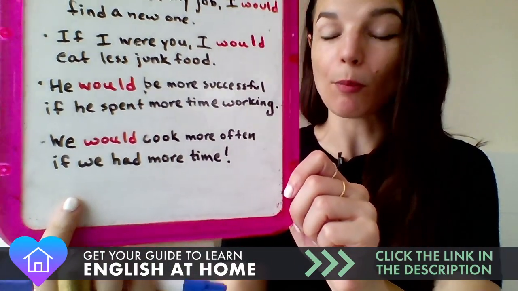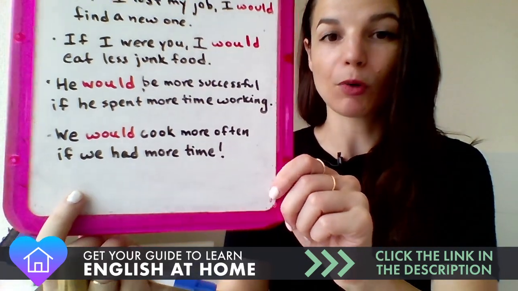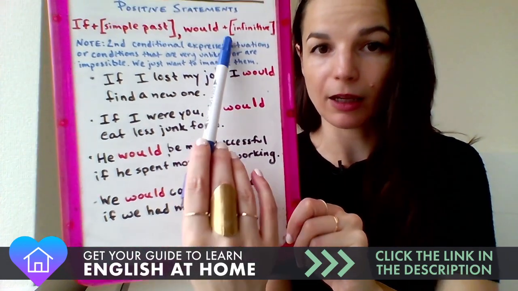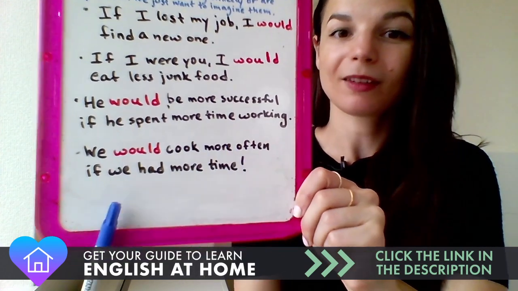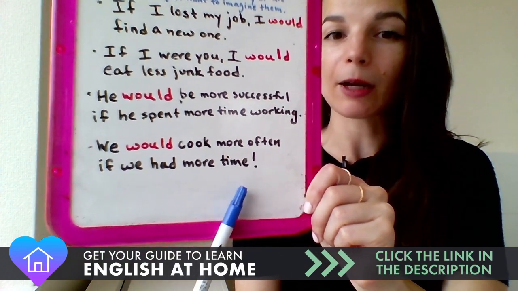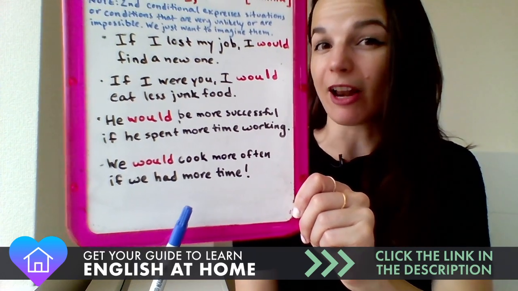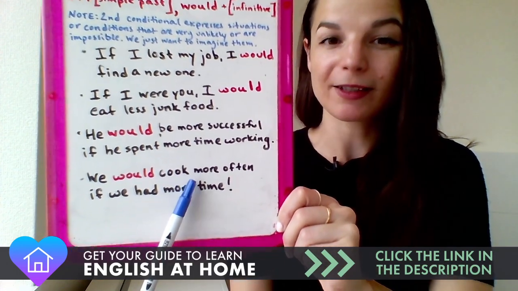We would cook more often if we had more time. Again, cook is my infinitive verb here. More often than we do now, if we had more time. So that means we don't have very much time, or we don't have enough time. But if we did, we would do this.